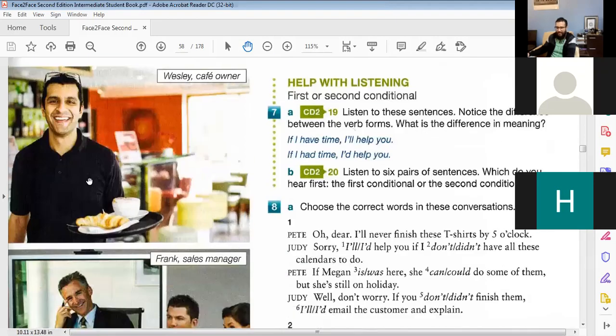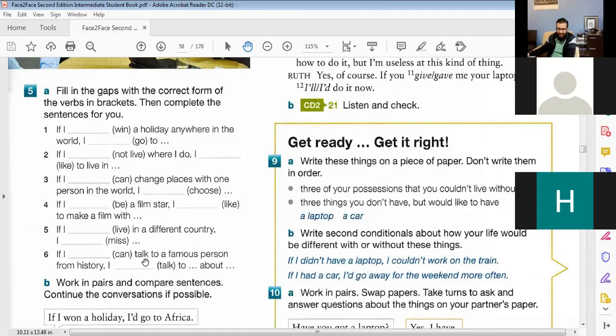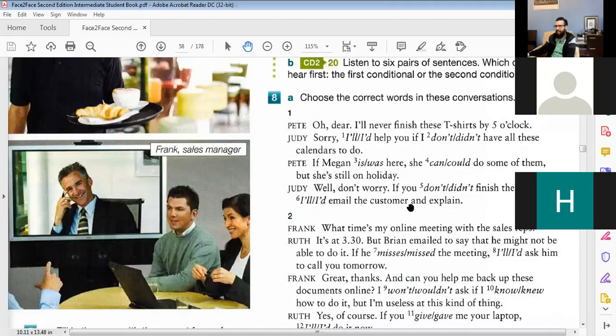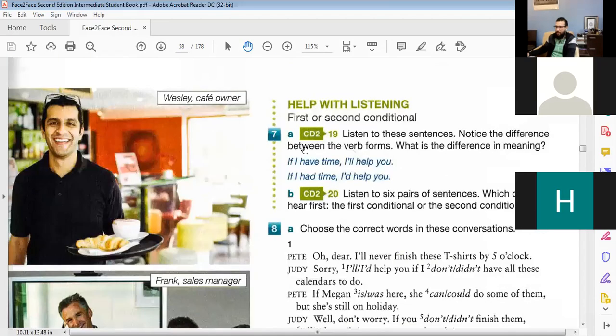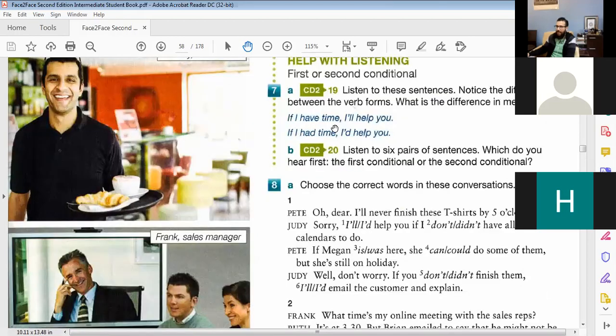Okay, so we did that. We practiced these examples. They weren't very hard. I think, like I said, all of them did them correctly without any problem. We got to this part. Again, we have another example. If I have time, I'll help you. If I had time, I'd help you. It's exactly the same idea, just like Hajar explained it earlier with the other two.